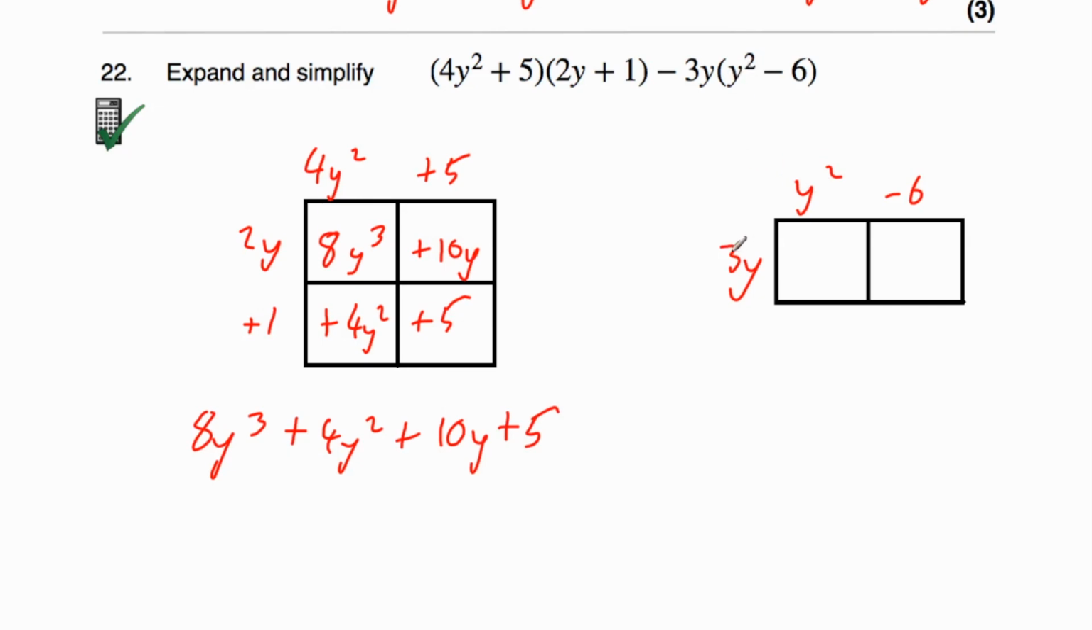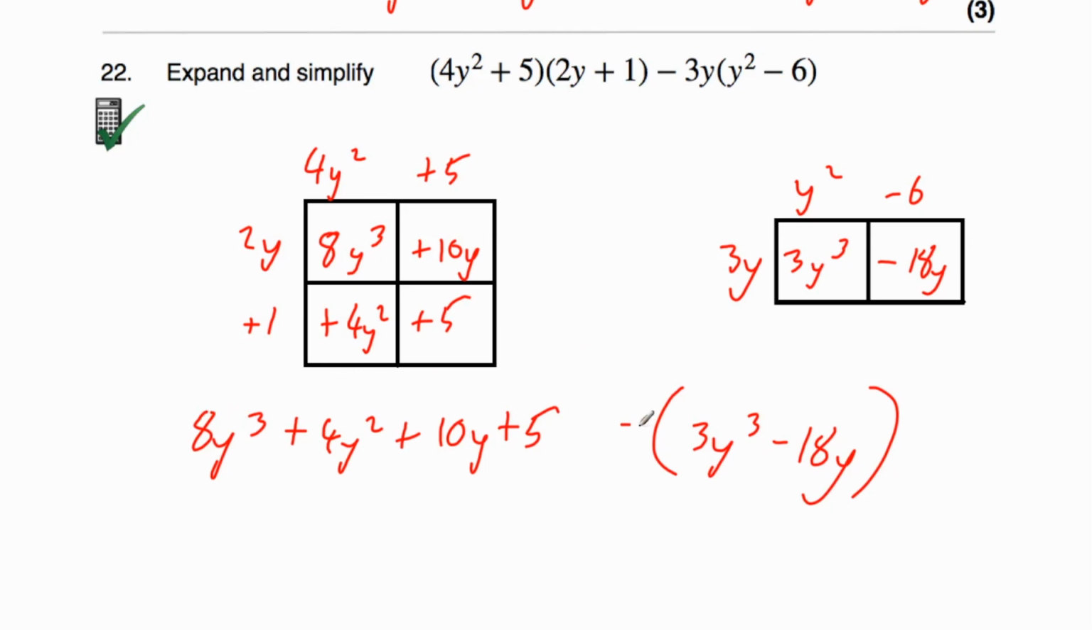Now this bracket, y squared times 3y, well that's going to be 3y cubed, because y times y squared is y cubed. And then we've got minus 6 times 3y, well negative times a positive is a negative, 6 times 3 is 18y. So whenever we multiply this bracket, we get 3y cubed take away 18y. Now we've got to take away all of this. So we're going to take away all of this. So let's see what we get.